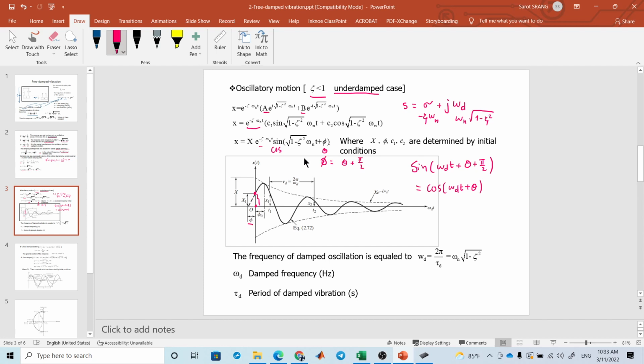If you choose phi as pi over 2, it means the x-axis should be here. Yeah, that's what I'm trying to say.